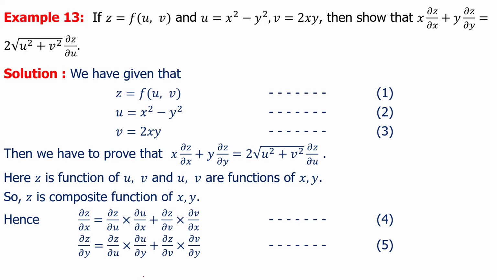Now, what is our aim? Our aim is to find out the value of del u del x, because u is a function of x and y, the value of del v del x, the value of del u del y, the value of del v del y from equation number 2 and 3. And after finding these values, we have to substitute them over here, and then we will take the left hand side. Definitely we will get the right hand side.